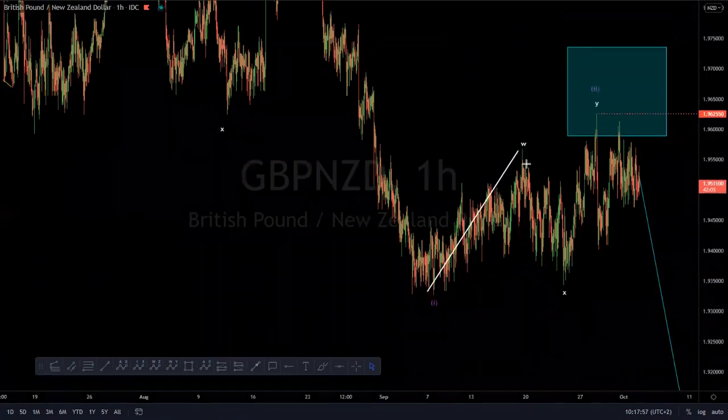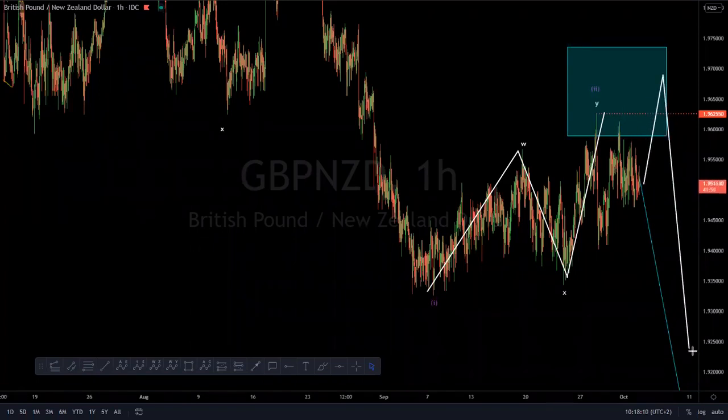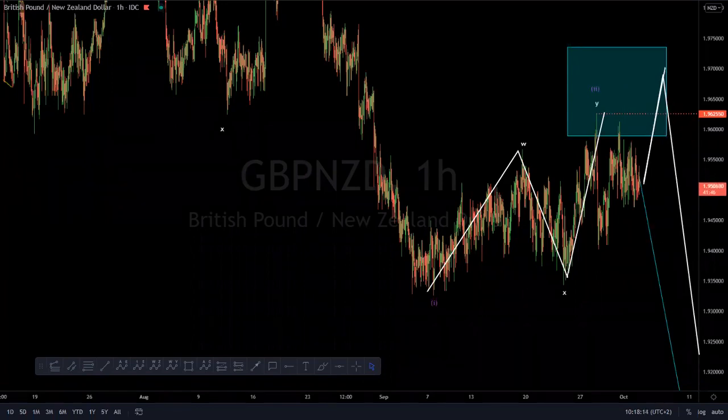Okay, so we're looking at this here to be a WX. This should have been our wave Y. But I've showed something before here, guys, that Pound New Zealand, as much as we are short, I might not be surprised if this makes one more leg to the upside before this move to the downside. That move to the upside will still be terminating at the blue box. Why am I saying that?